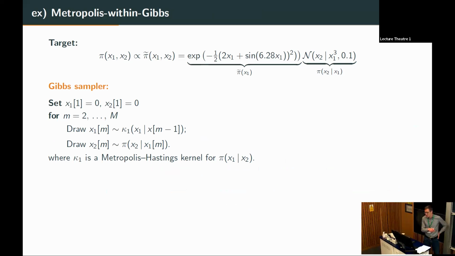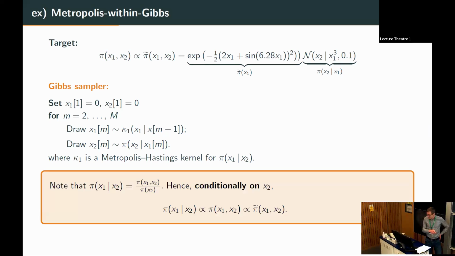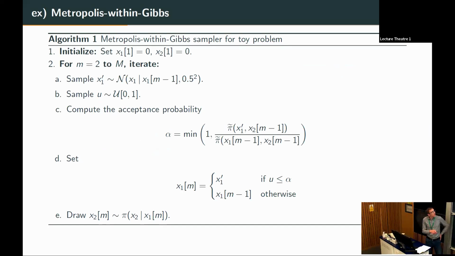Here we have a complicated distribution over two variables where the conditional over x2 given x1 is constructed to be simple, but the conditional over x1 given x2 is complicated because we have this non-linear function appearing here. And then we can apply an MCMC kernel internally in this Gibbs loop to update coordinate x1. And the resulting algorithm will then look something like this.